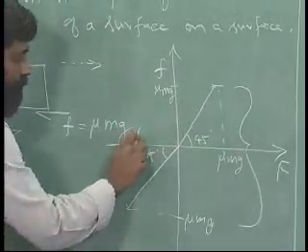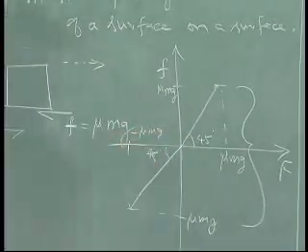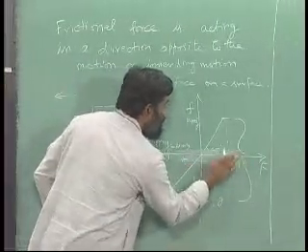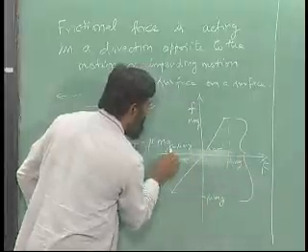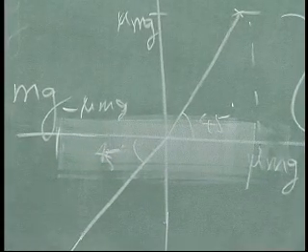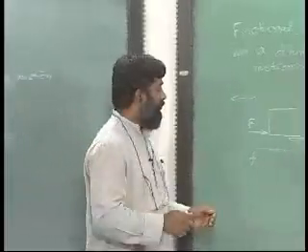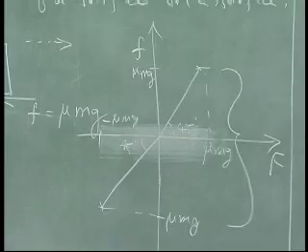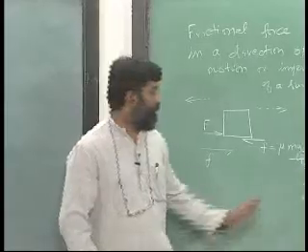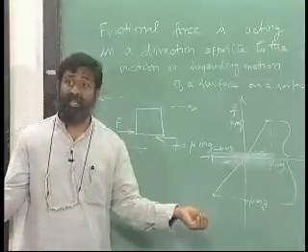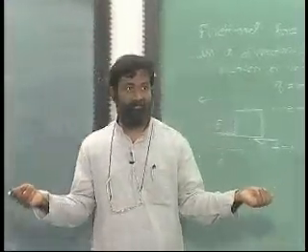This is minus mu times mg. So, when the force is within this region, it is in static equilibrium and the small f is equal to capital F, okay. Beyond this there is motion, in two different directions. Is that understood?